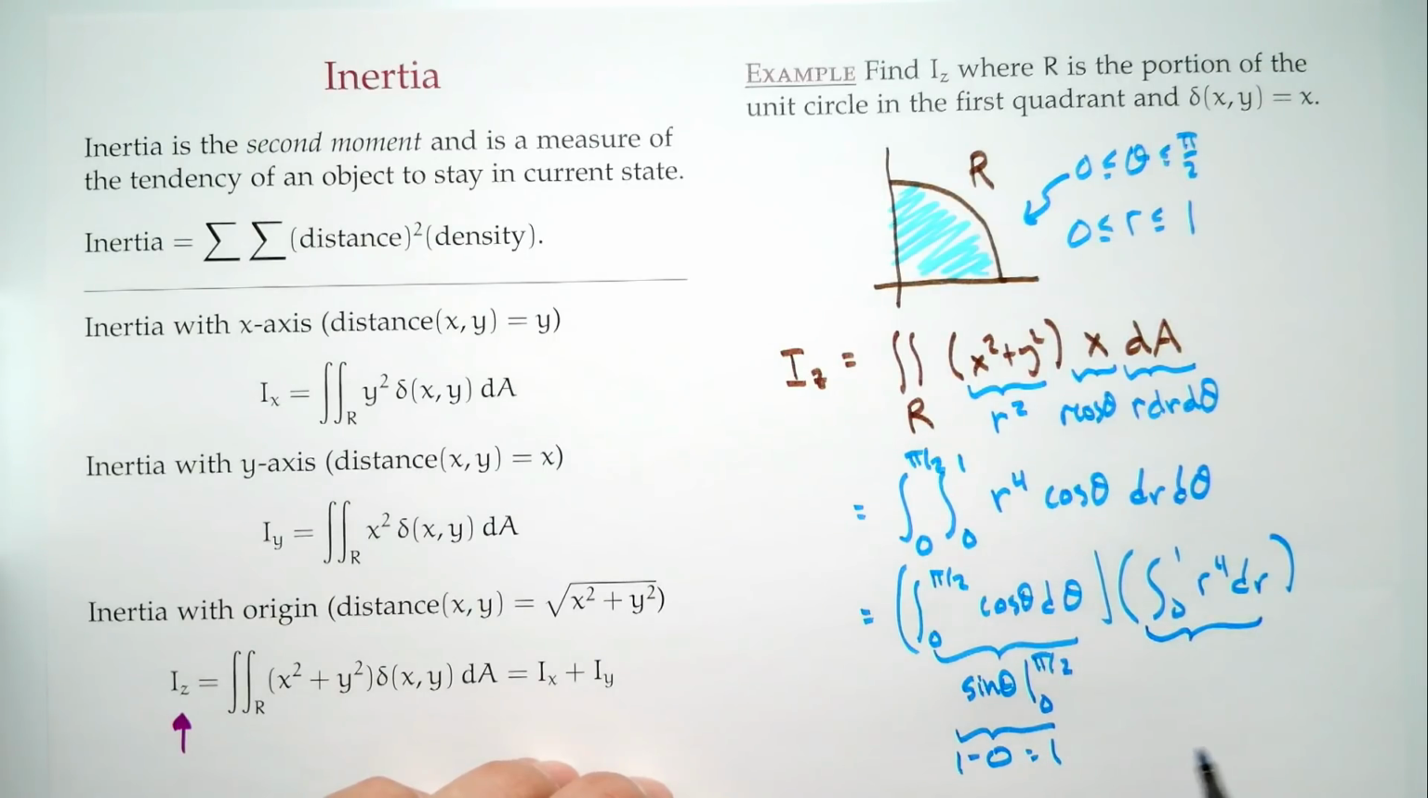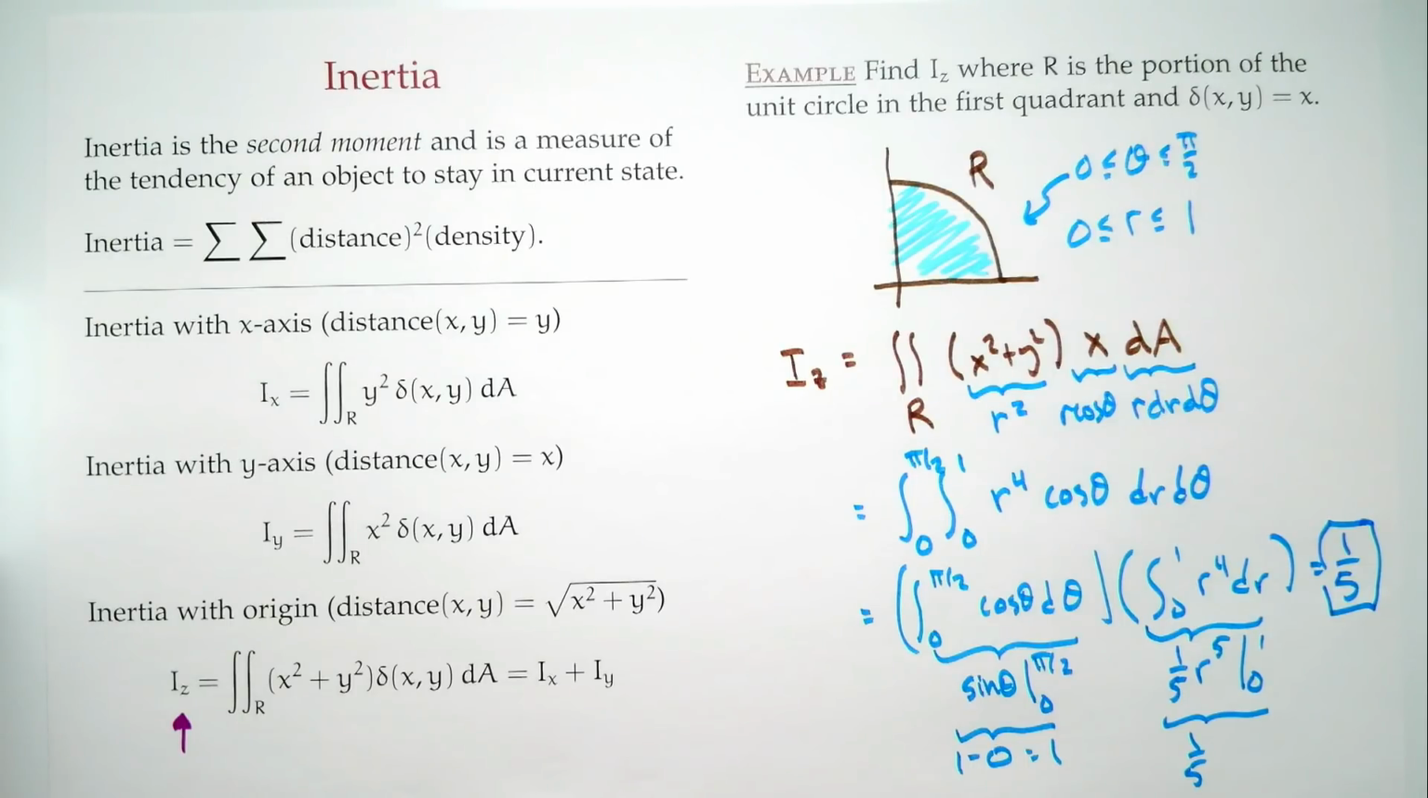All right, integral of r to the fourth? 1/5 r to the fifth. And then we're going to go from 0 to 1, which becomes 1/5. 1 times 1/5 gives us our final answer of 1/5. That's it.